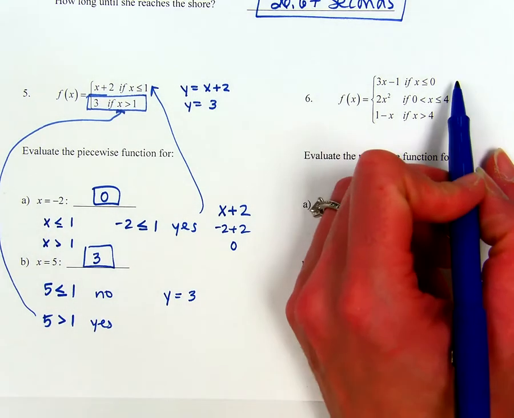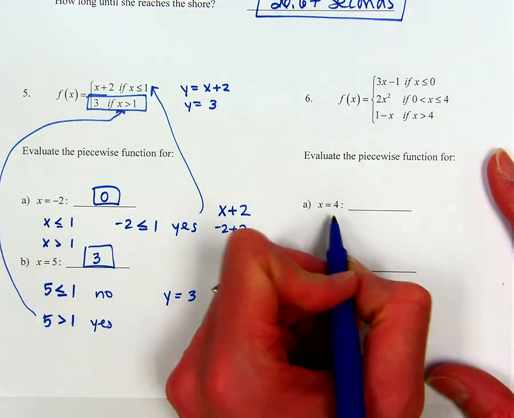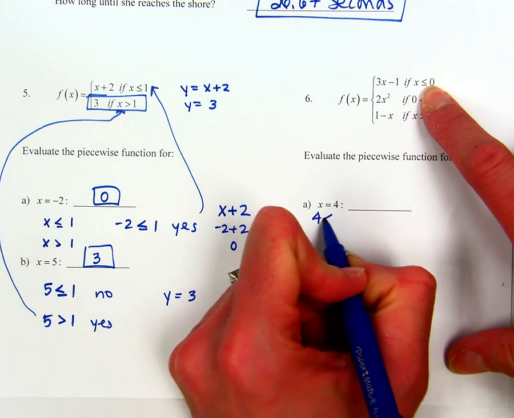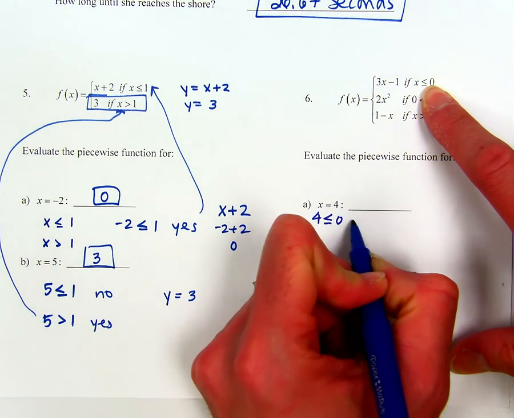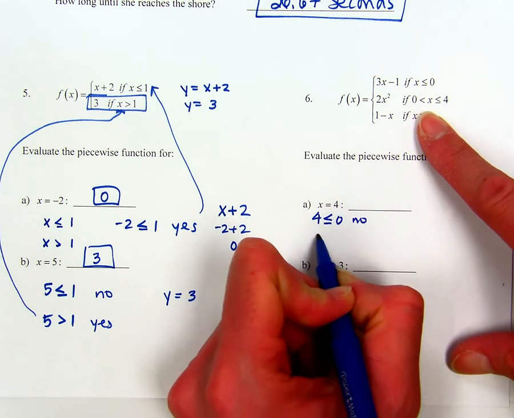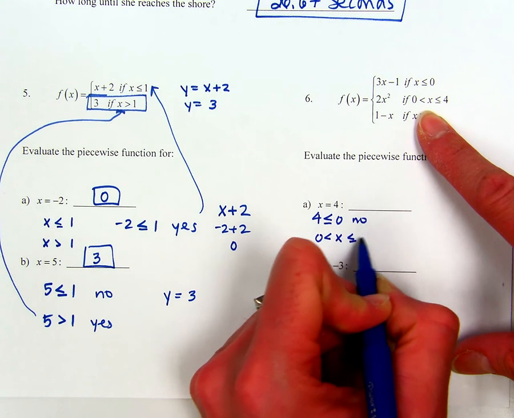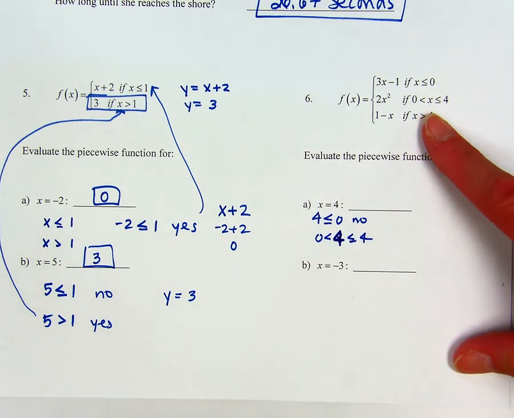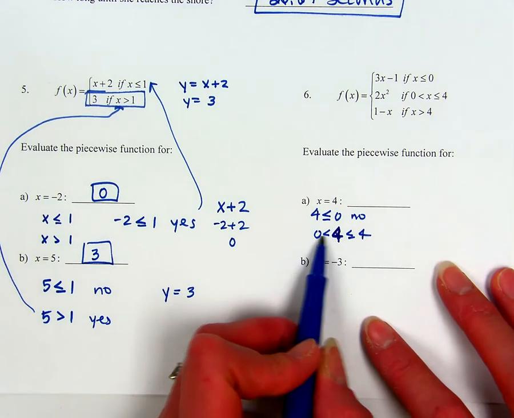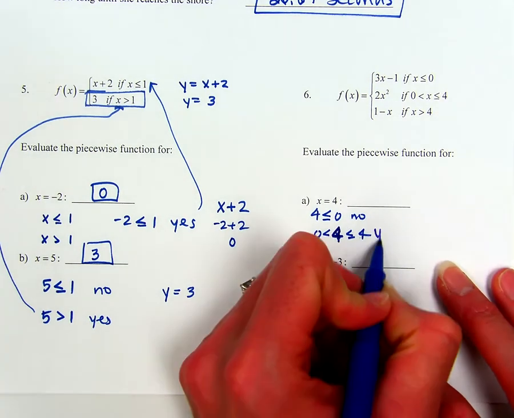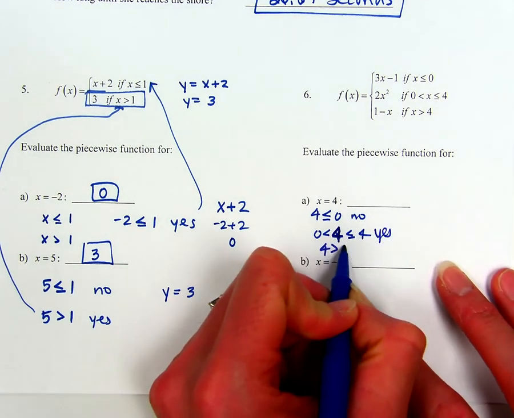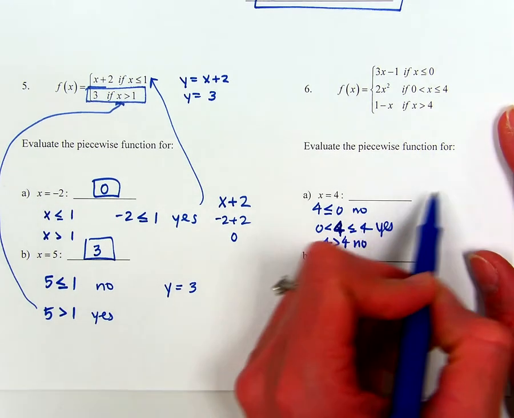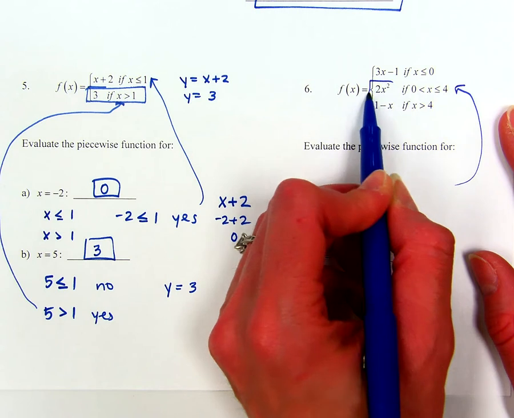All right, last problem. So same thing. This time you've got 3 equations to choose from. So is the number 4 less than or equal to 0? No. Is 4 in between 0 and 4? Well, yeah. It's greater than 0, but it's less than or equal to 4. So this is yes. If you try it in here, this is no. So there's only one that's going to work for us. So this tells me I'm going to use this middle equation.